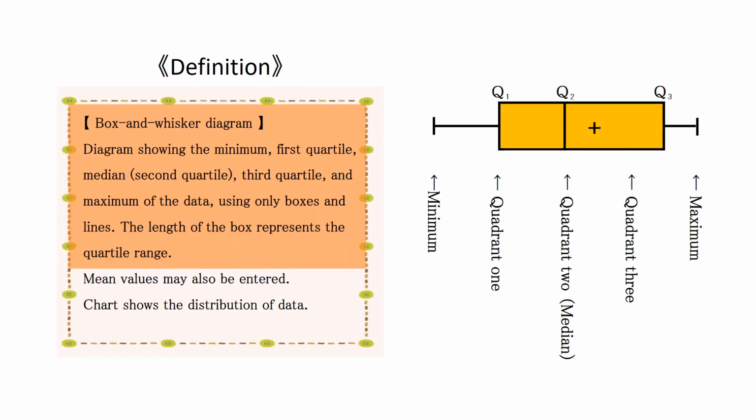The fifth definition is for box and whisker plot. A box and whisker plot is a diagram showing the minimum, first quartile, median, third quartile, and maximum of the data using only boxes and lines. The length of the box represents the quartile range. Mean values can also be entered. The chart shows the distribution of data. That's it for definitions.